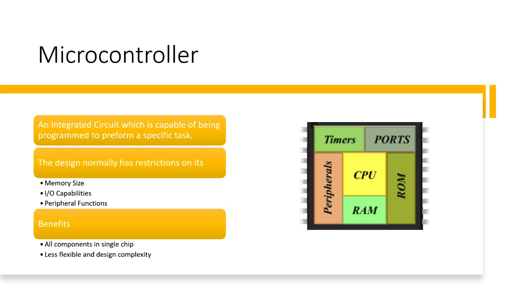Microcontroller is an integrated circuit which is capable of being programmed to perform a specific task. The design normally has restrictions on memory size, the input and output capabilities, and peripheral functions. The benefit of microcontroller is that all the components are in a single chip, like the example photo here. Also, there is less design complexity. However, it will be less flexible.